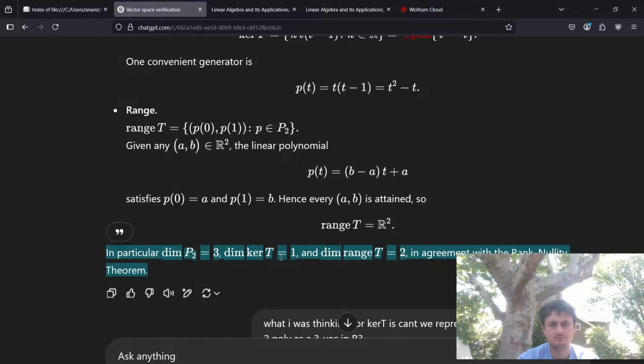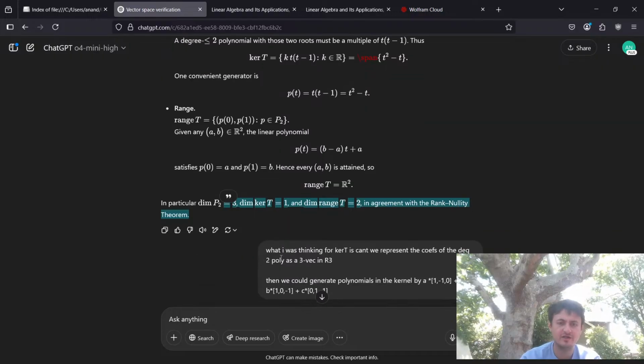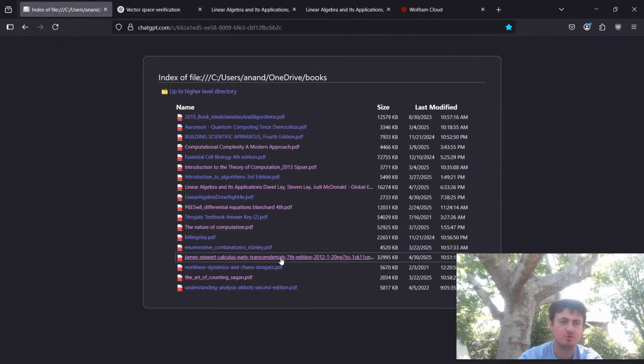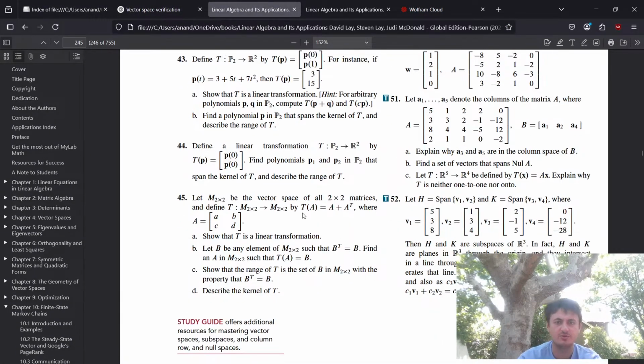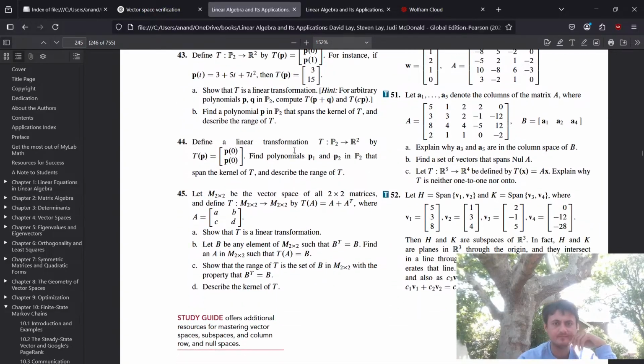Wow. I haven't seen a rank nullity argument in a more abstract vector space like the polynomials. Let's see. I wanted to do these. I think I wanted to do this one too.